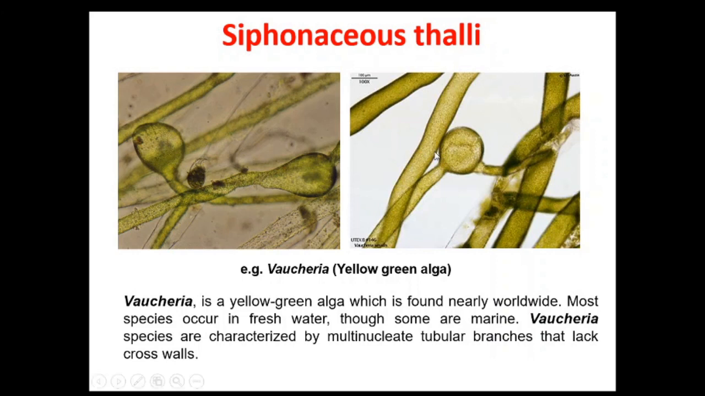So Vaucheria is a filamentous alga. You can see the characteristic filaments of Vaucheria. Siphonaceous forms are tubular forms which are hollow inside. So the filaments are tubular and hollow inside without cross walls. As a result, the cytoplasm is continuous in these tubules. Usually, the cytoplasm contains many nuclei which can move freely in these tubules. These hollow tubules may develop cross walls during the time of formation of the sex organs.